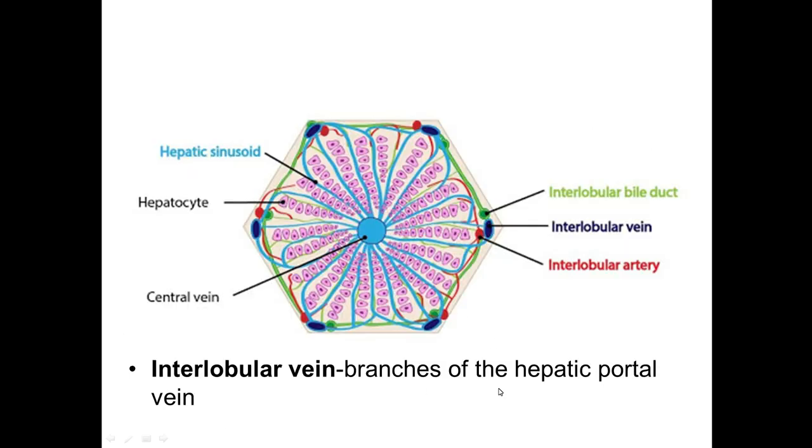Let's see now the interlobular vein. From the interlobular vein they enter the sinusoids of the liver, which drain further into the central vein. The central vein further drains into the hepatic veins, major and minor. The major ones are the upper group, consisting of the right, middle and left hepatic veins, and from the hepatic veins they drain into the inferior vena cava. These interlobular veins are nothing but branches of the hepatic portal vein. So the starting point is the portal vein.